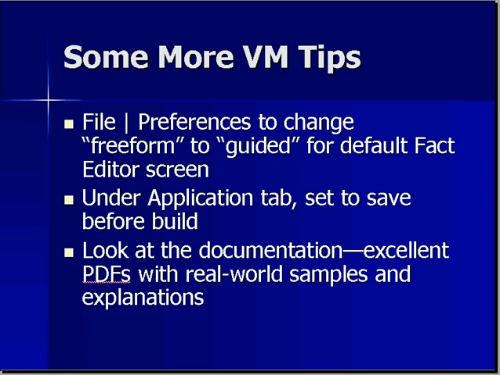Some more tips about Visio Modeler. Under File, Preferences, change Freeform to Guided for the default fact editor screen. A guided fact editor, much better, much easier to use. Under the Application tab, set it to Save Before Build so that you don't risk some kind of failure. Remember, this is 1999 software we're running on Windows XP machines, so that's a little bit of insurance there.